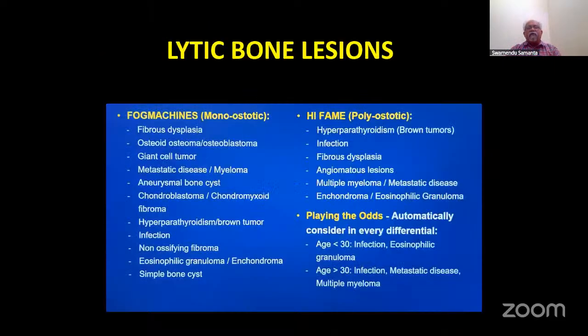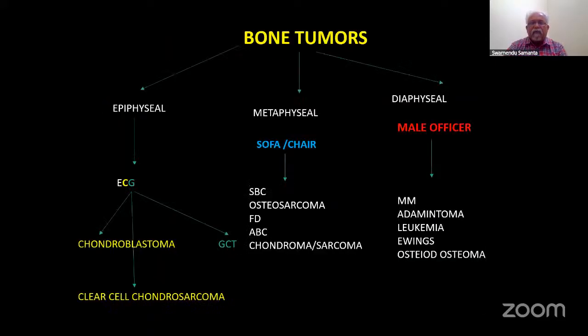There are a few mnemonics that I will be giving you to remember. For a monostotic lesion, the mnemonic is FEGNOMASHIC: fibrous dysplasia, osteoid osteoma, giant cell tumor, metastatic disease, aneurysmal bone cyst, chondroblastoma. You have to remember this mnemonic for your exam. If it is polyostotic, then it is like HIGH FAME: hyperparathyroidism, infection, fibrous dysplasia, angiomatous lesions, metastatic lesions, multiple myeloma or metastatic disease, or enchondroma. If you are playing with the odds, anything can happen.